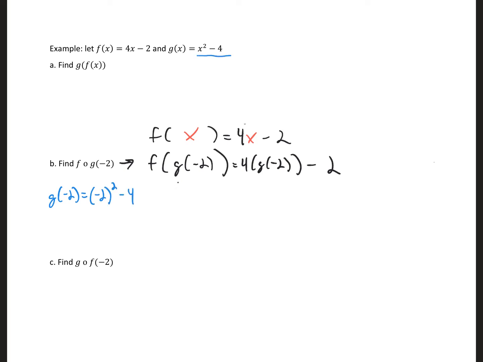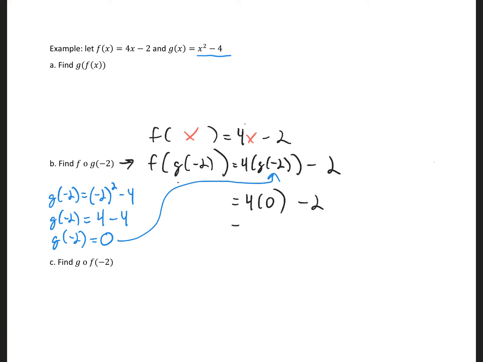And again, that's using the g of x function up here. So g of negative 2: negative 2 times negative 2 is positive 4 minus 4. G of negative 2 is 0. That is actually what needs to go into this function. 4 times 0 minus 2. That's 0 minus 2. F of g of negative 2 is negative 2.